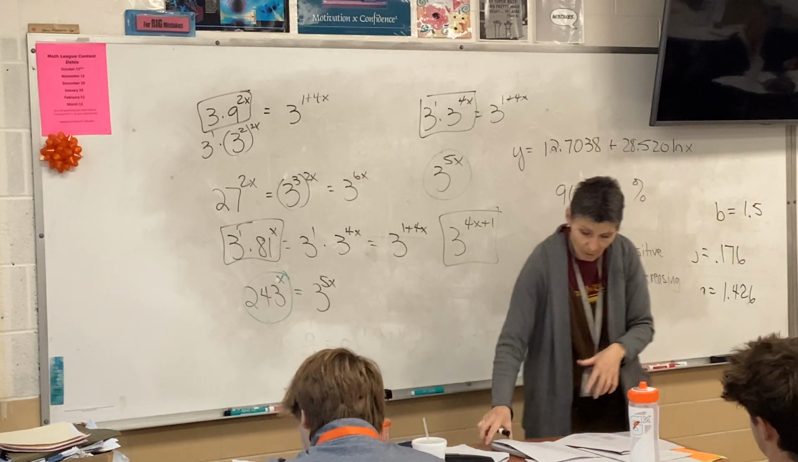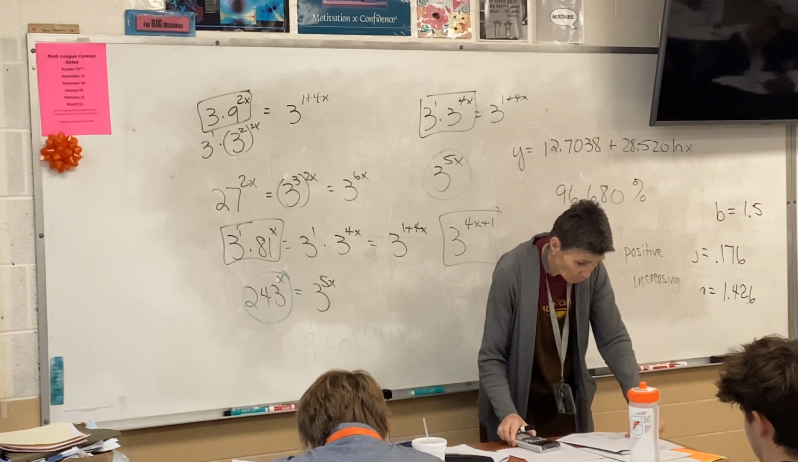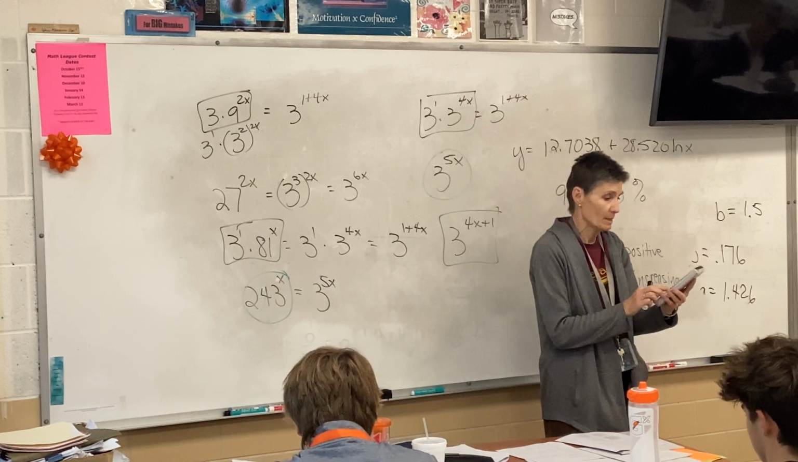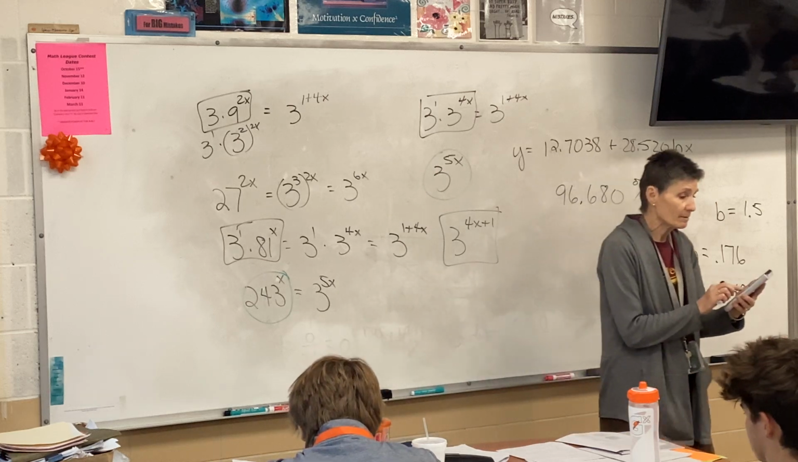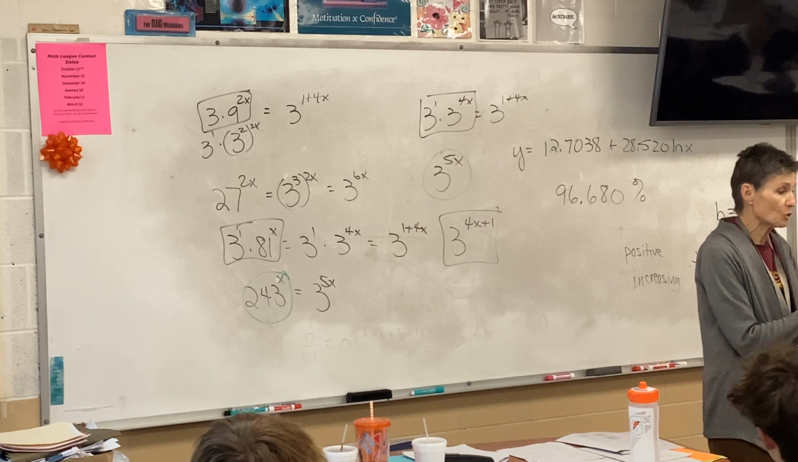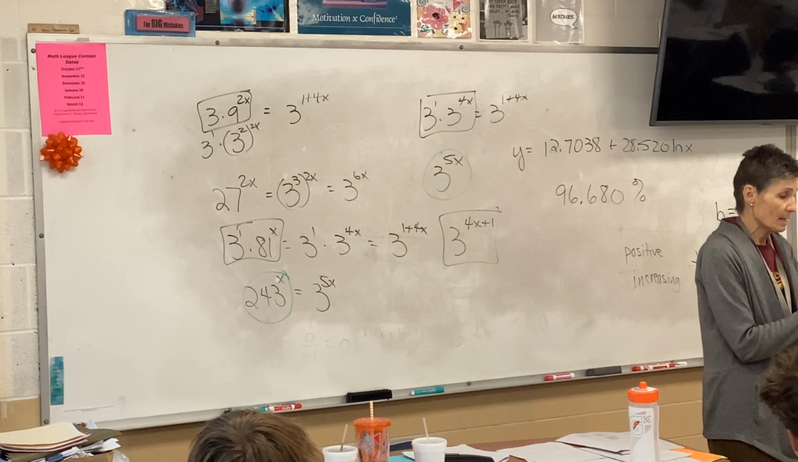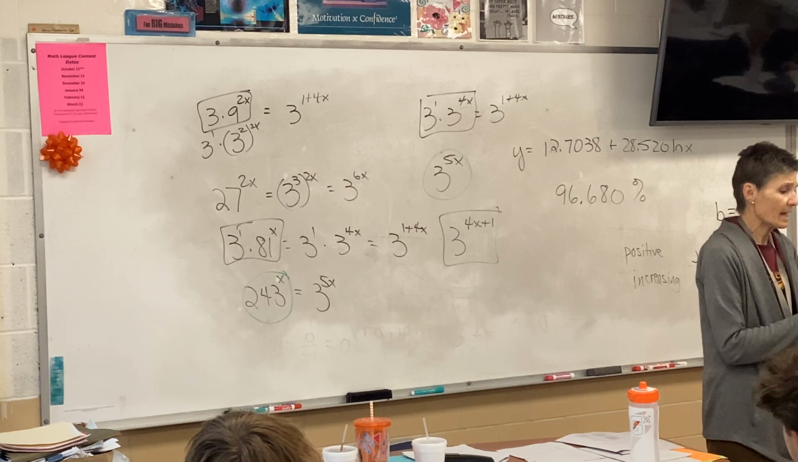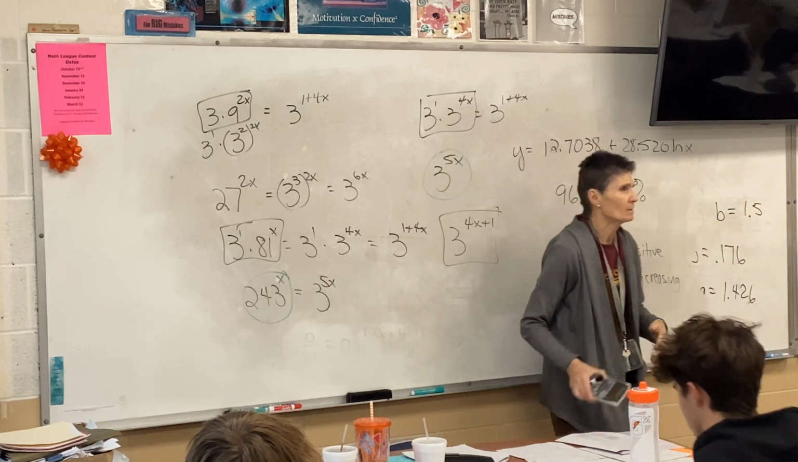So 2000 is what, the 6th data point? So I'm going to go to stat, edit, and I'm going to go over to the residual column, and the sixth entry is negative 0.0051.